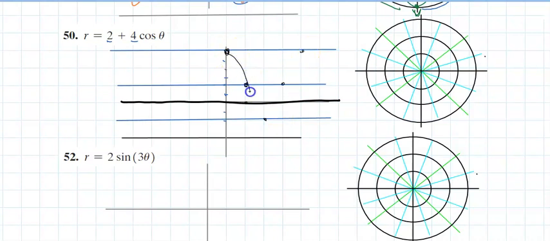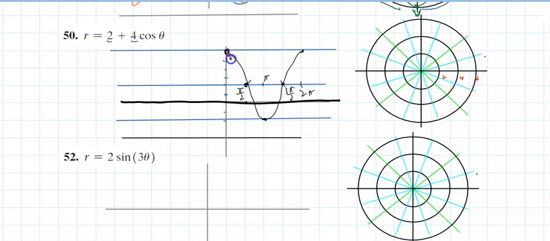Again, I notice that r switches from positive to negative. So I know this is 2 pi. I know this is pi. I know this is pi over 2, and I know this is 3 pi over 2. Well, for starters, I'm not worried because at 0, I am at 6. I'm going to label those 2, 4, 6.